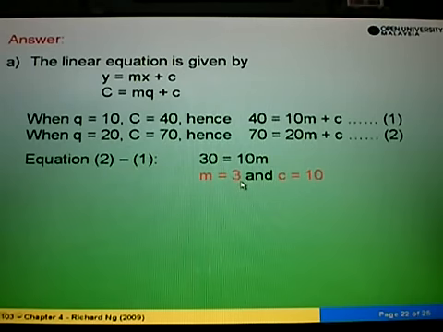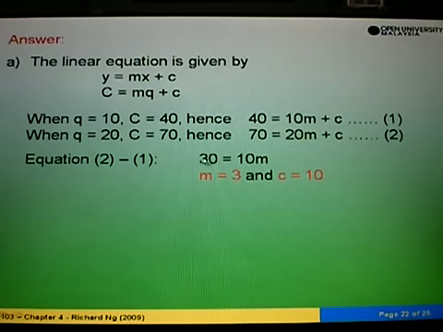Then substitute this into either equation 1 or 2. Let's say we substitute into equation 1. So we have m equals 3. 3 times 10 is 30. So 30 shifts to the left. We have 40 minus 30. Therefore c equals 10.